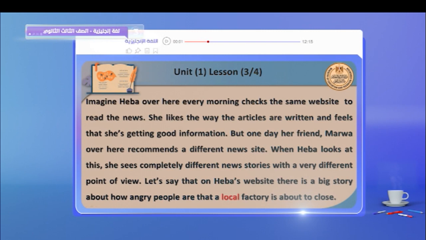She likes the way the articles are written and feels that she's getting good information. Okay? She likes this website. هي عاجبها الويب سايت ده اللي هي بتقراه كل يوم. But one day her friend Marwa over here recommends a different news site. وفي يوم كده صاحبتها بقى مروة اللي هناك دي قالت لها في واحد ويب سايت تاني كده ممكن بخاص بالأخبار تبصي عليه برضه.